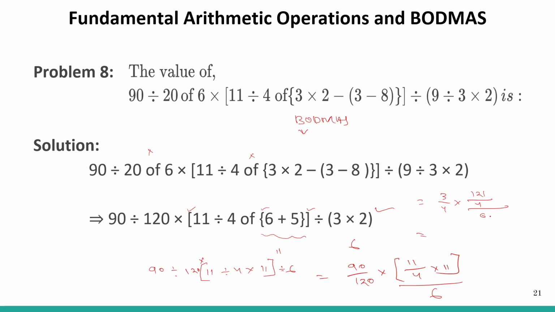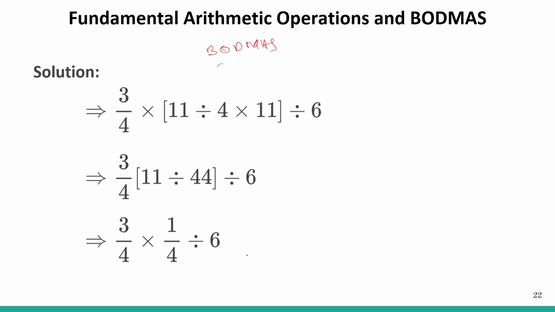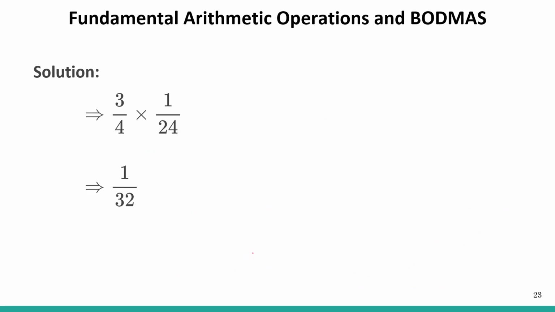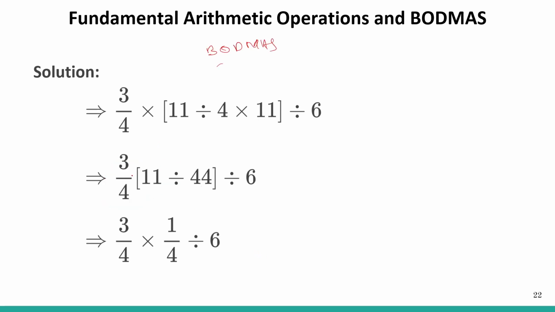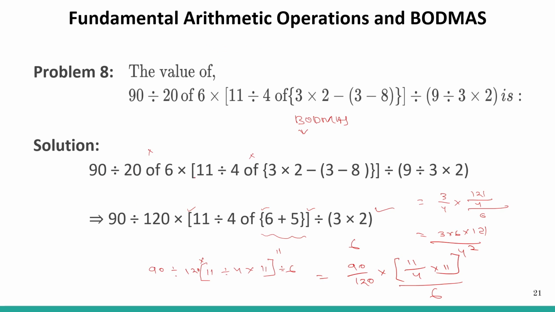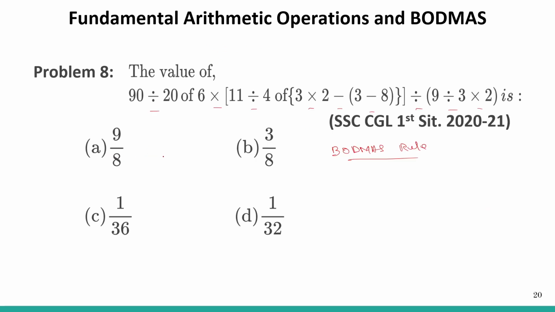That is nothing but equal to, so 6 comes upward in the numerator. So 3 into 6 into 121 whole by 4 square, that is equal to 16. So it will be equal to 1 by 32. 3 by 4 into 1 by 24 is equal to 1 by 32. So 1 by 32 is the correct answer. So the correct answer will be 1 by 32.